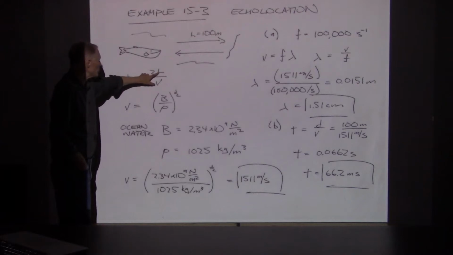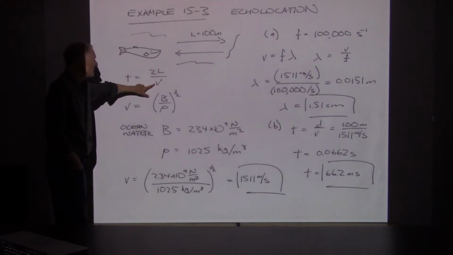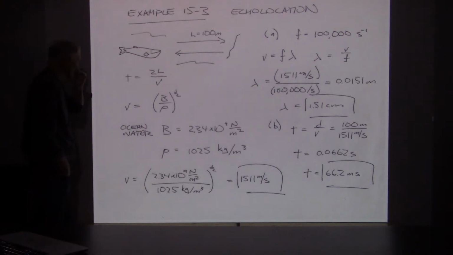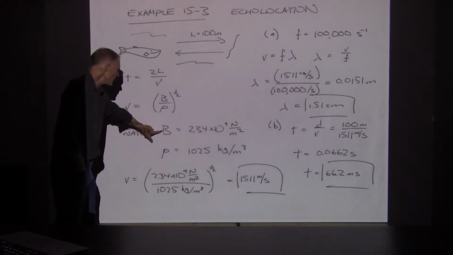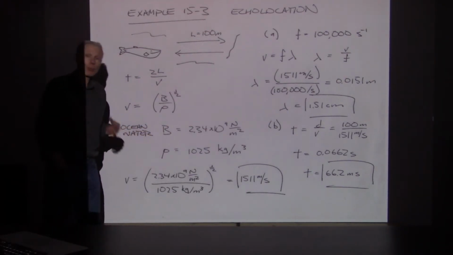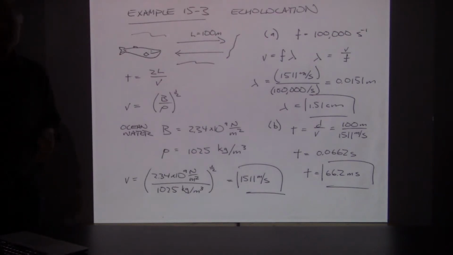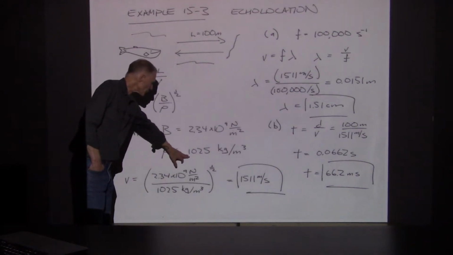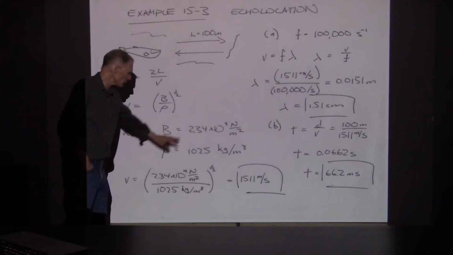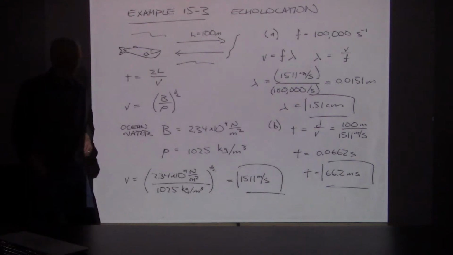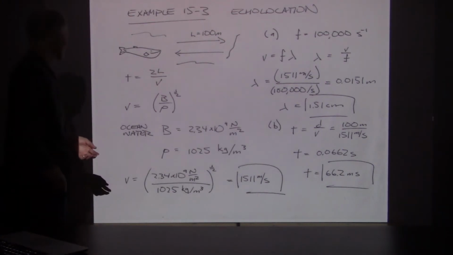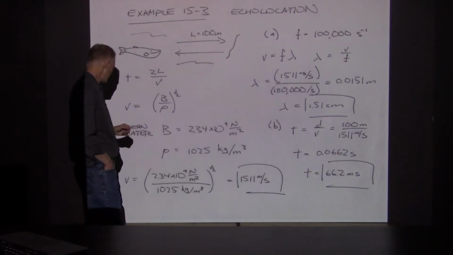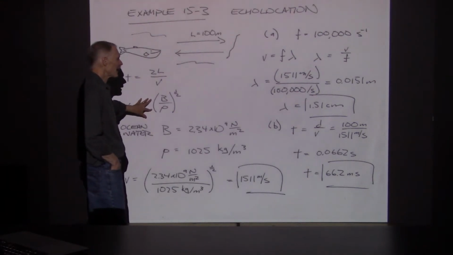The distance here would be 2 times L. That's going to be 200 meters. And then we want to find out what the velocity is. Here I've used a bulk modulus that I looked up, not for water, but for ocean water. Ocean water has compounds in it, different sodium and chloride ions, so it's got a lot of different materials dissolved in the water. It makes it denser, and apparently it gives it a higher bulk modulus. So putting the numbers in here, the speed I came up with was 1511 meters per second, and that's our prediction as to how fast this is going to happen.